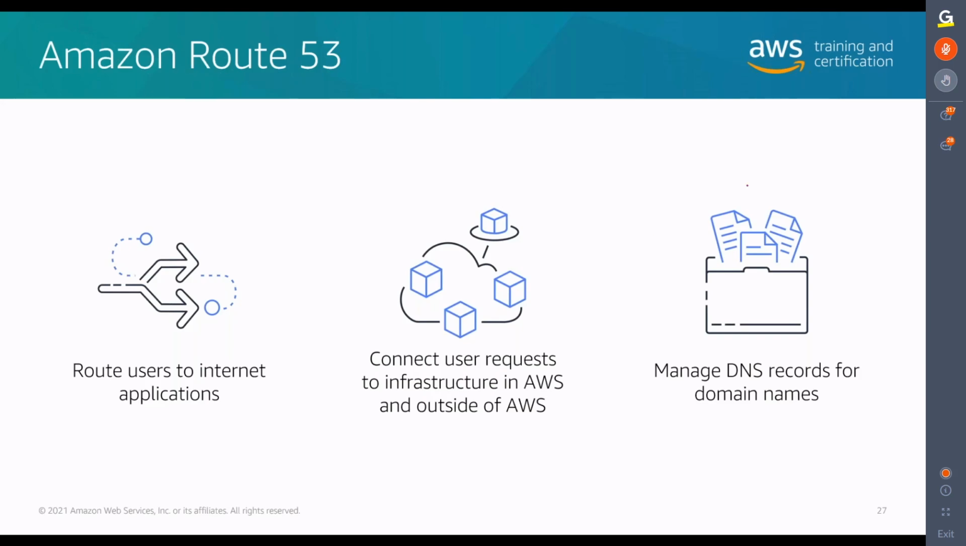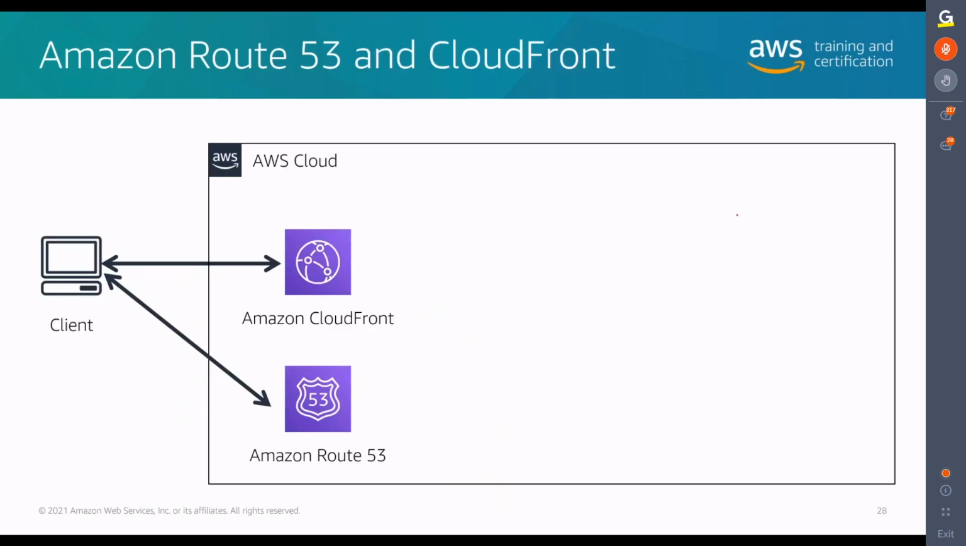So it's going to help route internet users to your applications on the internet. You can manage your own DNS records and domain names. It helps users who are outside of AWS connect to your infrastructure, helps them find and resolve the names to IP addresses that you want them to find. Notice on the next slide that oftentimes we use these two services in conjunction with each other.